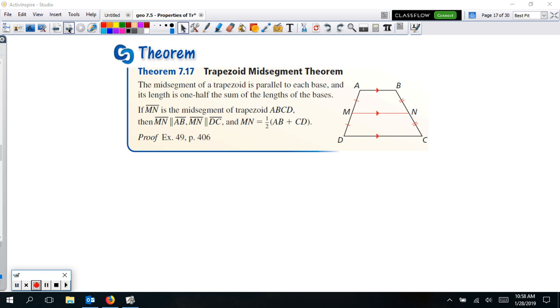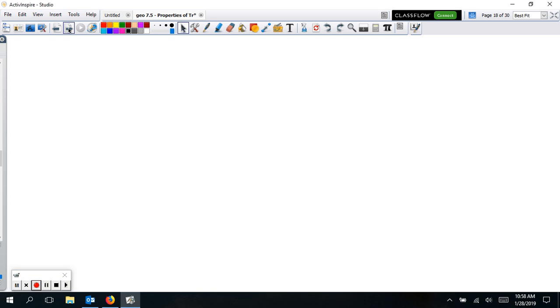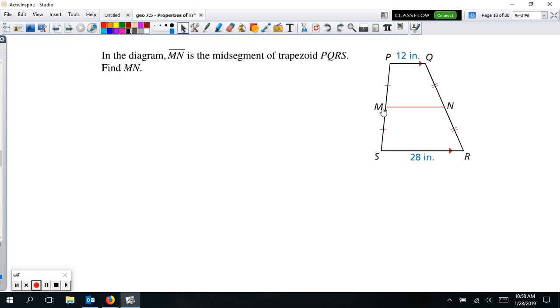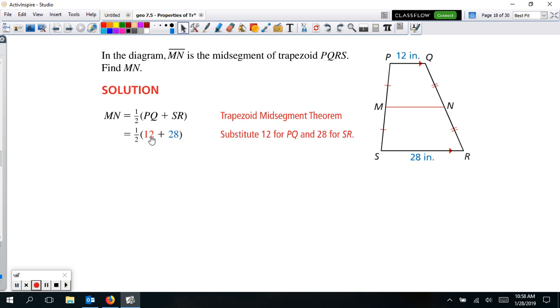Here are a couple of problems out of the book that are like that. It wants us to find the mid-segment here. It tells us the bases, so we just have to add these two together and divide by 2, basically. 12 plus 28 gives us 40, and half of 40 is 20, and there it is. MN would equal 20 inches in this case.